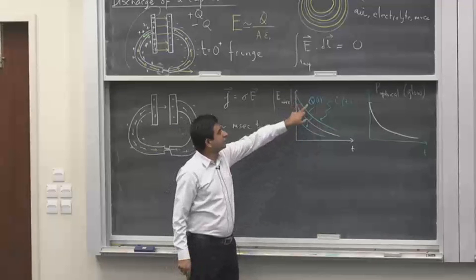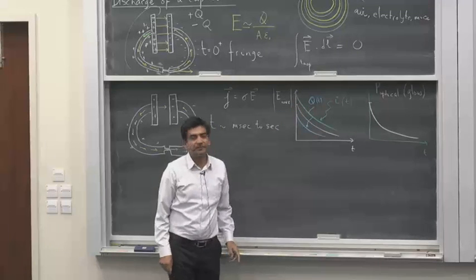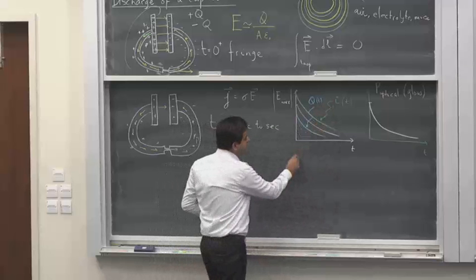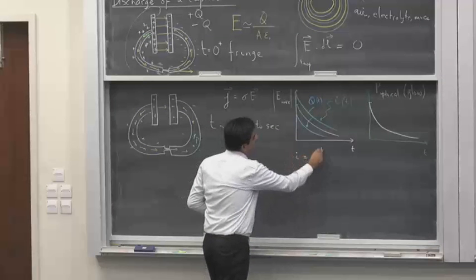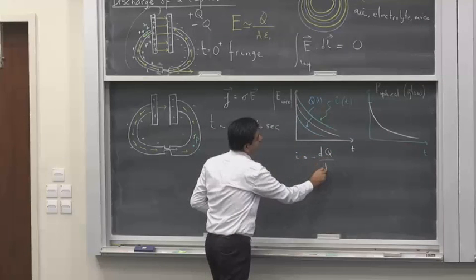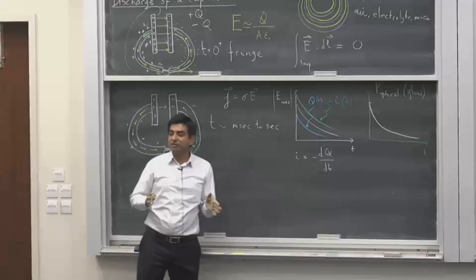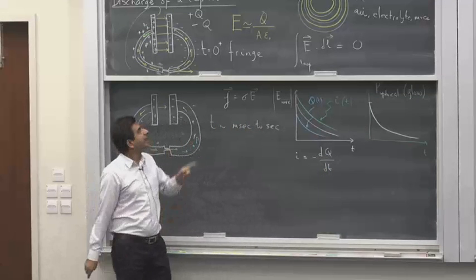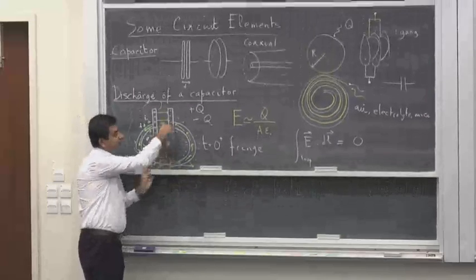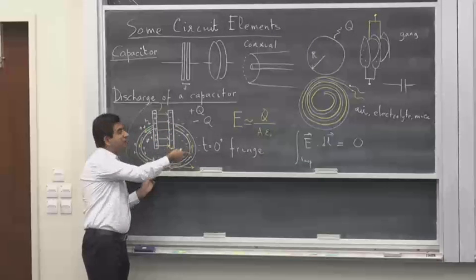Initially, the charge on the capacitor is large. Now this I is really minus dq by dt. It is the rate at which the charge of the capacitor is going down. Initially, the electric field is large because the charge of the capacitor is large. So the current is large.